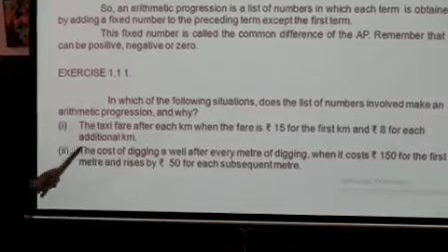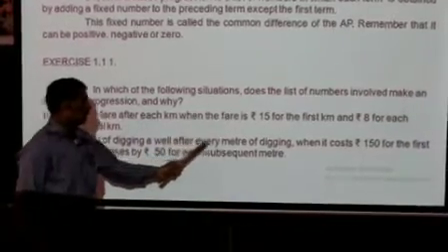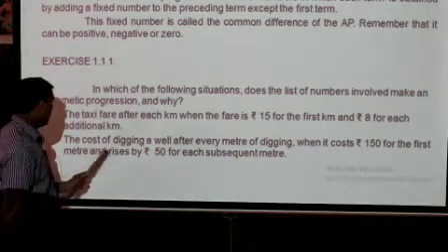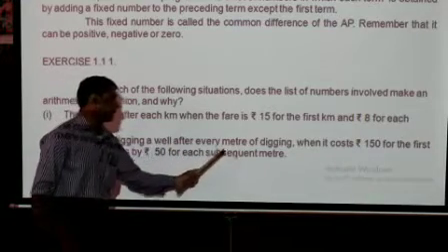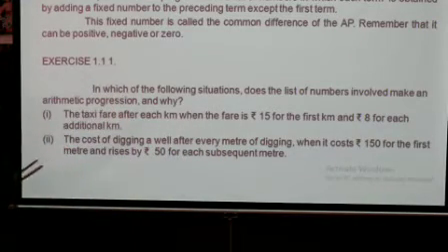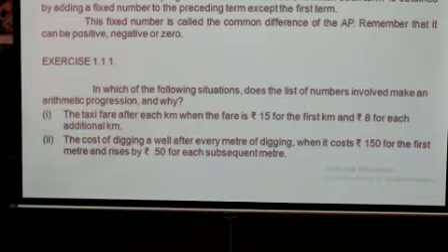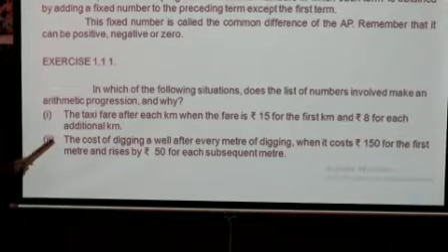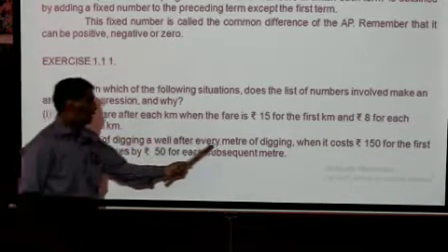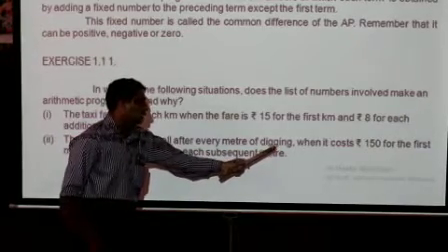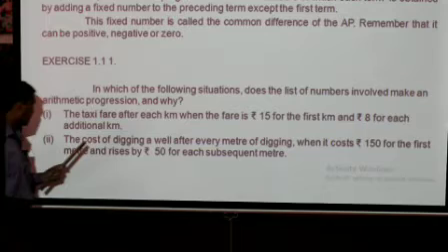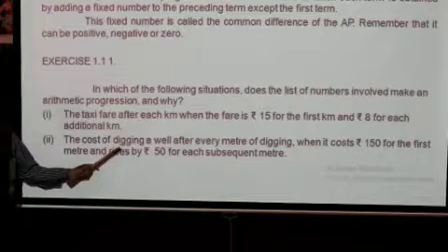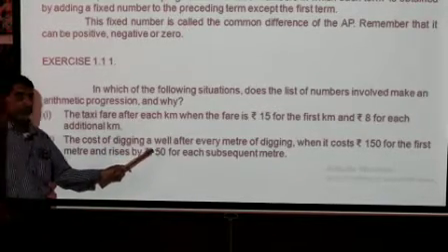Next one, the cost of digging a well after every meter of digging, when it costs rupees 150 for the first meter and rises by 50 for each subsequent meter. Same thing. When you dig the earth, many people are working, and they know how they are going to charge for digging. For the first meter, 150 rupees they will charge. After every meter they keep on charging 50 more: 150, 50 added, 200, again 50 added, 250, like that.